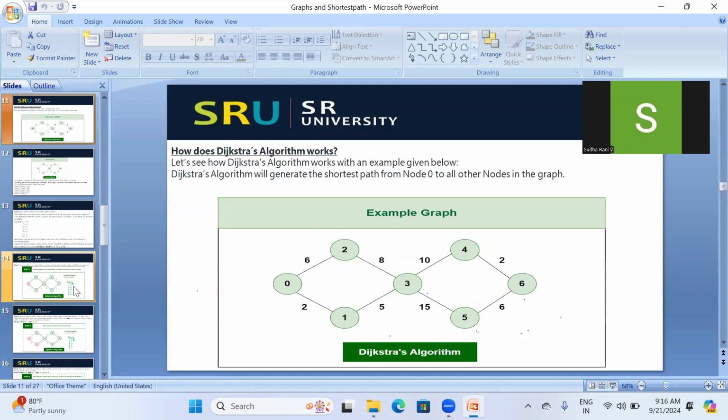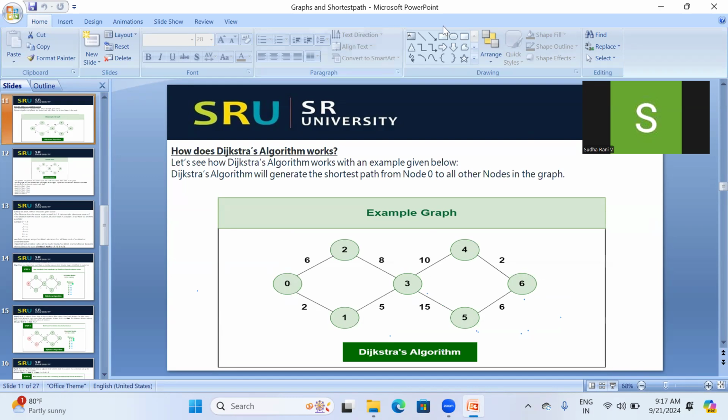Now coming to the algorithm, let us take one example graph and try to explain how Dijkstra's algorithm works. See here, we have the nodes 0 to 6, and this graph has values on its edges, and it is an undirected graph. We can traverse from anywhere to anywhere, but according to the algorithm we choose one vertex or node as the source node. Here I am choosing 0 as the source node, and let us check how we traverse different paths to reach the destination 6.